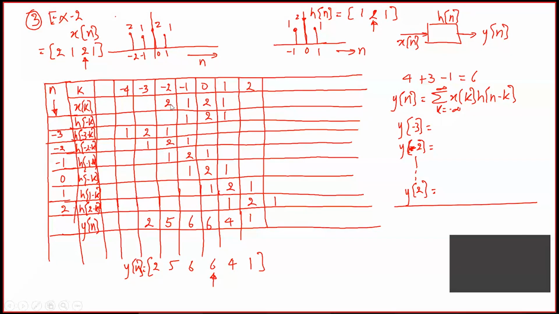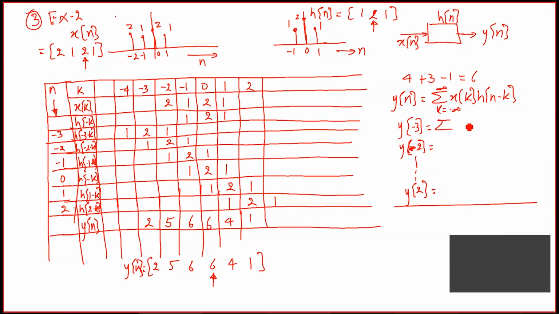And if you see, the first overlap starts with n equal to -3. So it is h of n minus k, so h of -3 minus k. This is that term being multiplied with x of k. So x of k with h of -3 minus k. So this is what we are multiplying with the very first term right here.